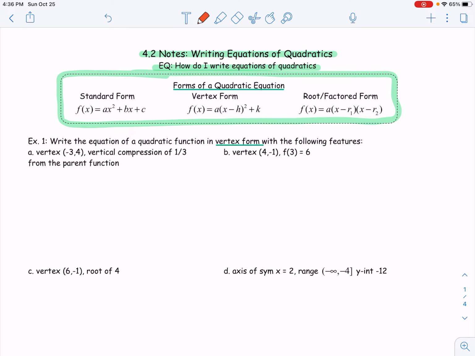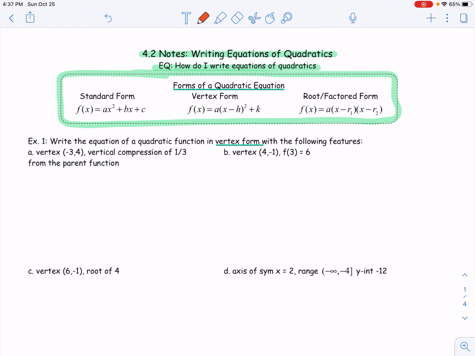So just a quick reminder, there are three forms of a quadratic equation. Standard form, ax squared plus bx plus c. Vertex form, a times x minus h squared plus k. And then root or factored form, a times x minus one root, times x minus the other root. So we need to pay very close attention to our directions because it's going to tell us what kind of format they want us to write it in. And so that's kind of going to guide us in our approach of how to write the equations.